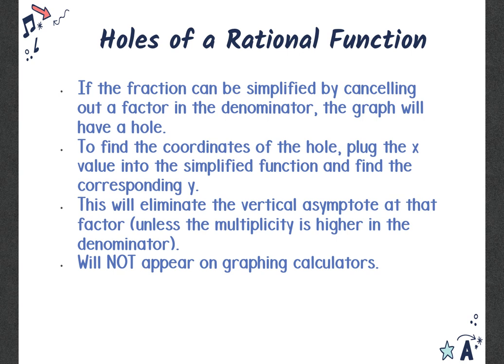So to find the coordinates of the hole, you'll take whatever the x is that you crossed out, and you plug it back into the simplified fraction. So that's important. We don't plug it back into the original. We plug it back into the simplified fraction to find the corresponding y. That will eliminate the vertical asymptote at that factor, again, unless the multiplicity is higher in the denominator. So I'll show you that in a second.